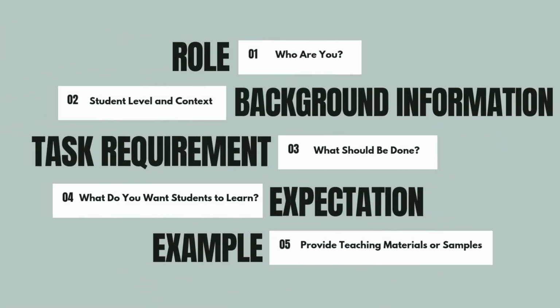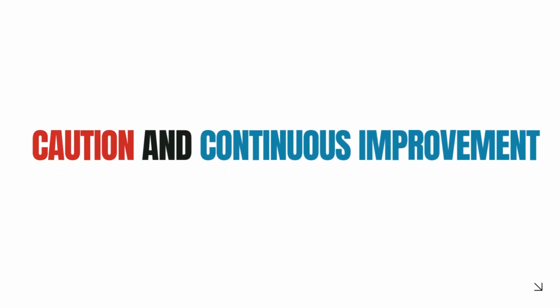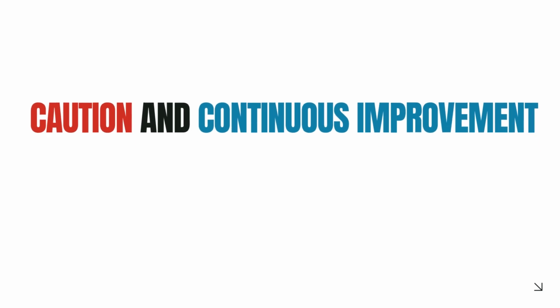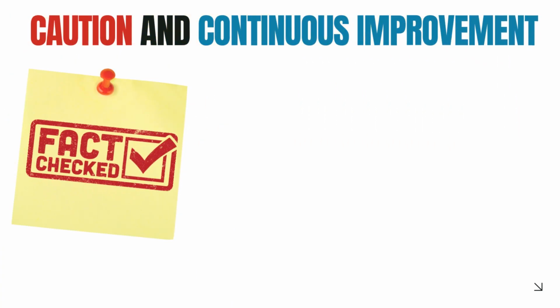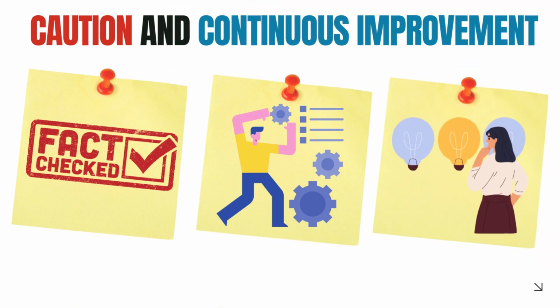Now that you have learned the most important prompting techniques, there are still some things you have to be careful with. Always double-check AI's outputs. Use your expertise to adjust or improve the content it provides. Of course, you can ask for feedback or more ideas, but make the final decision yourself.